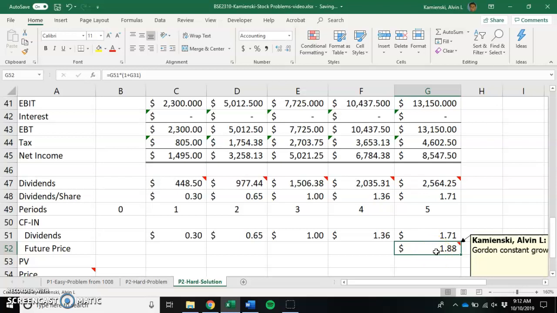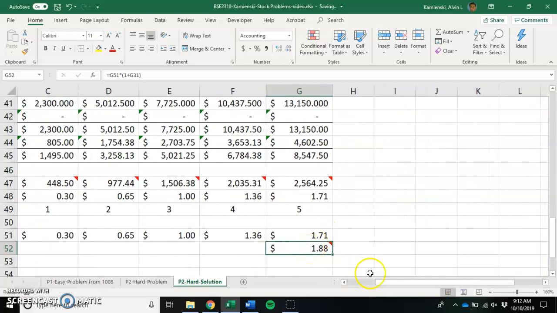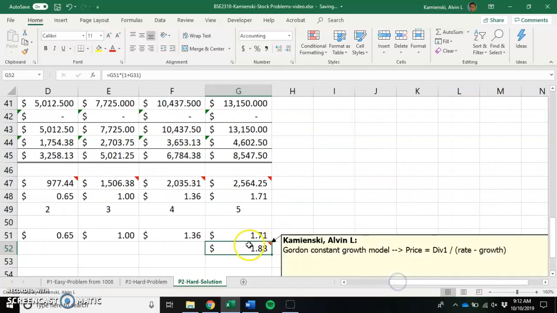But they would expect that to grow constantly. The formula says, in order to be able to do that, we take that next dividend, Div 1, which would be the 6th year dividend since I'm in year 5, and divide it by rate minus growth.